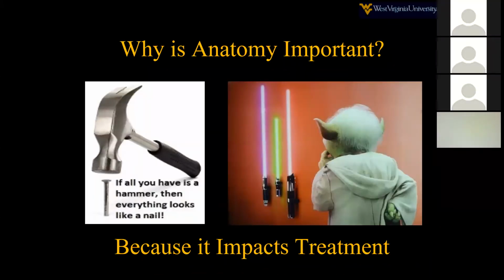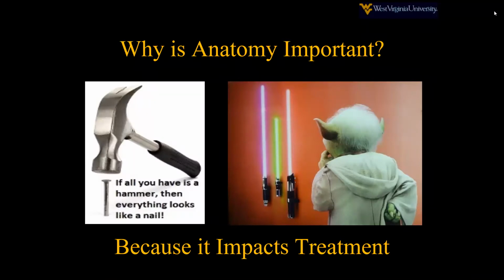So why is anatomy important? Well, because if all you have is a hammer, then everything looks like a nail. All we had was the UPPP and everybody got it.